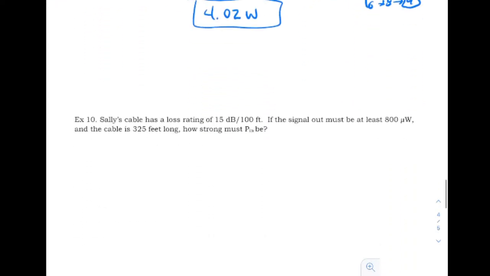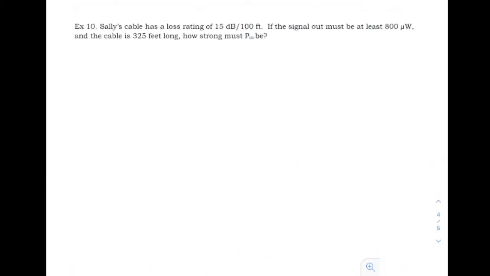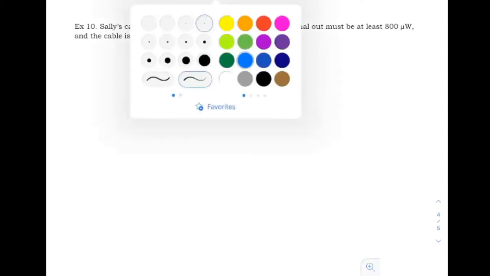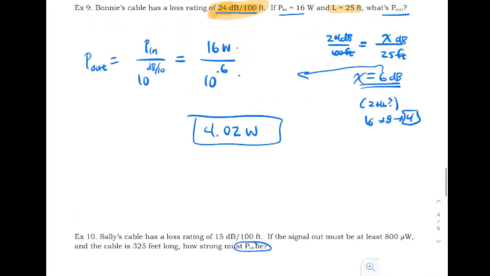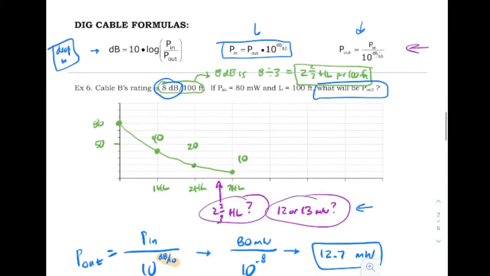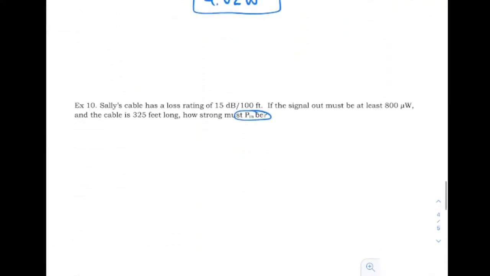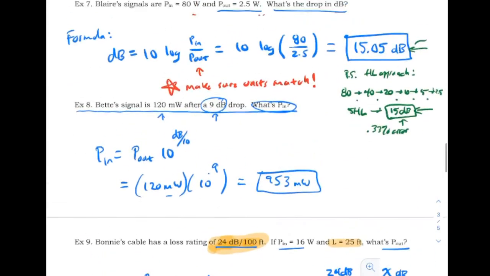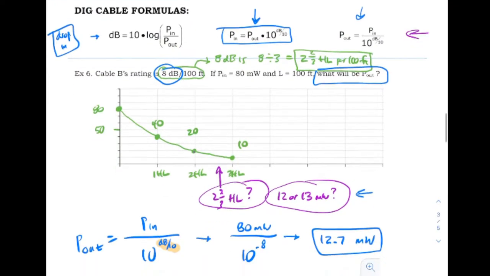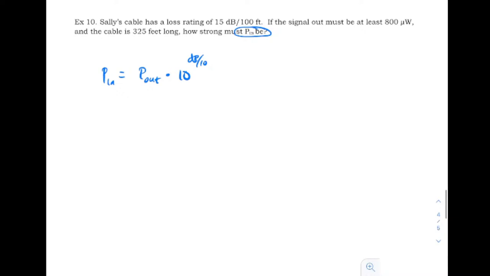Okay. We got one more example. Example 10. Maybe you should chew on this one yourself for a bit and then come back. All right, what do we got going on here? I like to look for my powers first, or here, just look at what they want. They want P in. Okay, great. I'm going to grab the formula for P in. The formula for P in is this one: P in equals P out times 10 to the 10th of a decibel. I'm just going to really make sure I grab the right formula. Right, there we are. That's the formula.